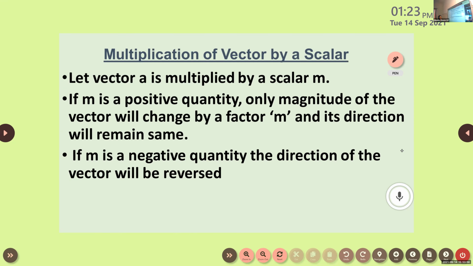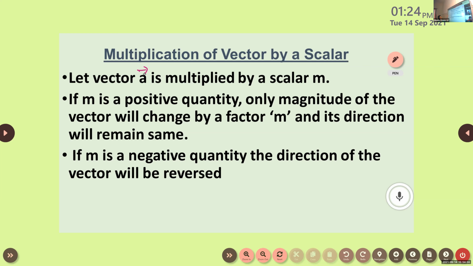Multiplication of vector by scalar. Let vector A, A with arrow mark, be multiplied by a scalar M, where M is a scalar quantity. It possesses only magnitude, not direction. So here we are going to multiply the scalar quantity M with a vector quantity, vector A.